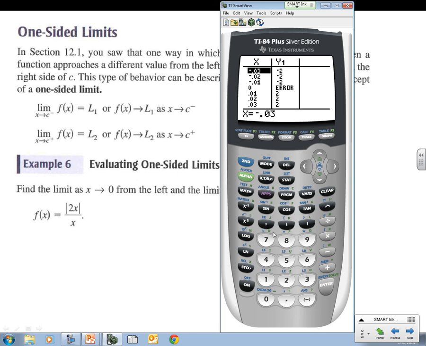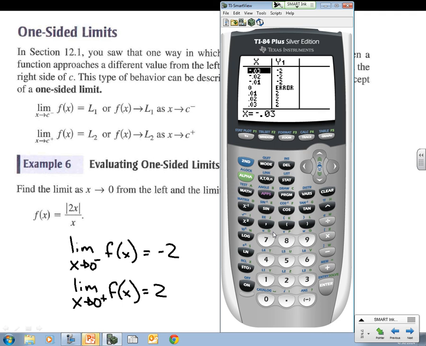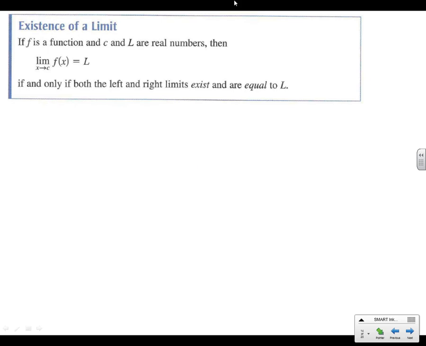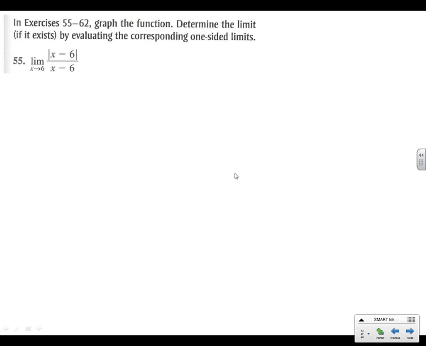So the way we would write this is the limit as x approaches 0 from the negative side of our function equals -2. The limit as x approaches 0 from the positive side of our function is +2. And since these things don't add up to the same thing, we just skip straight to this, we don't have a limit. And we know that already from 12.1. So only if the left and the right limits exist and are the same thing do we have a limit for the entire function. So go ahead and try 55 and see if you can find the limit by finding each of the one-sided limits, the left side and the right side.